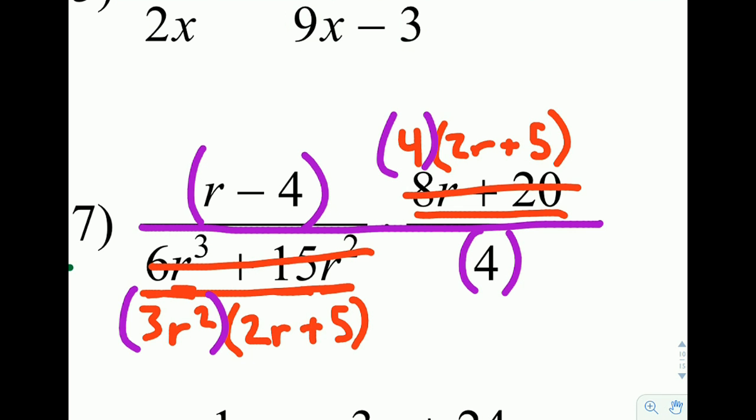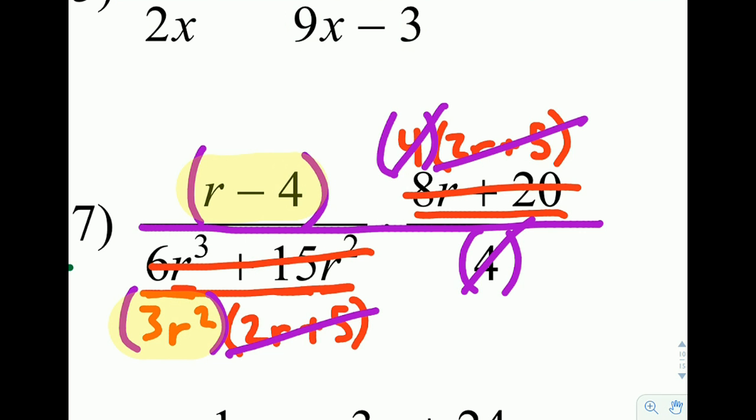So I see that I have a 4 and a 4. Those can completely cancel each other. If it was a 2 and a 4, I could actually reduce it, but since they're the same, I cancel them out completely. 2r plus 5 on top and bottom, those fully reduce to 1 as well, so they disappear. And the only things I'm left with that I see here, I've got an r minus 4 and then I've got a 3 times r squared.